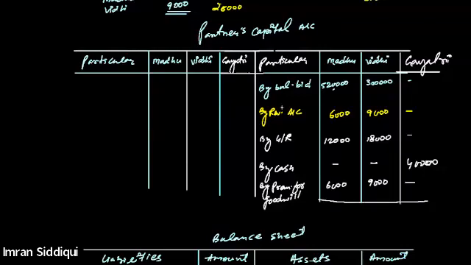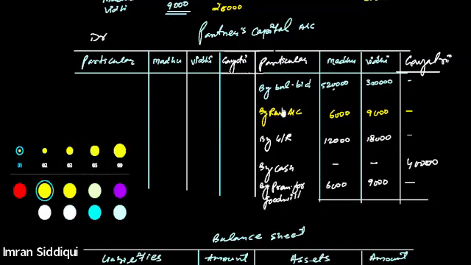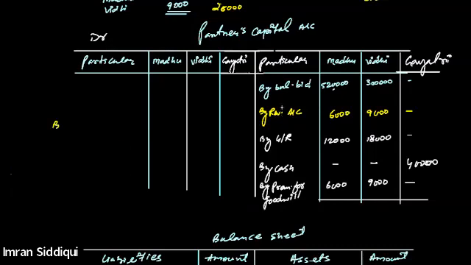Since there is no item on the debit side of the partner's capital account, whatever balance we get on the credit side will be considered the closing balance of the partner's capital account. Let me just write that: balance c/d.